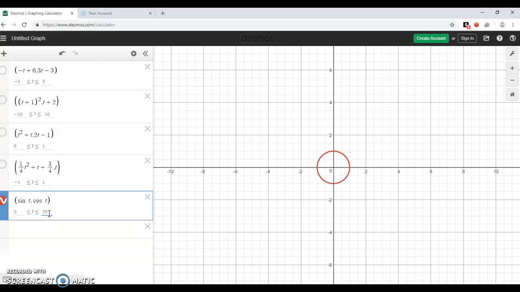I need to go to 2 pi to work my way around the entire circle. Right now, what happens if I go to 4 pi? I just repeat the circle twice. Right, I'm going around and around. Or I could change this and go 2 pi to 4 pi.